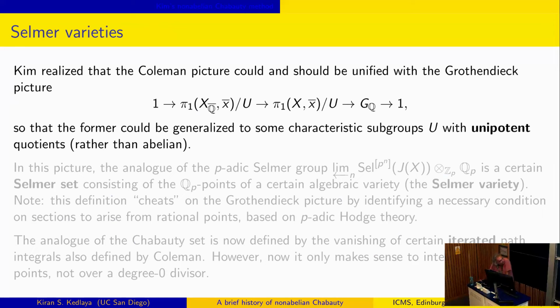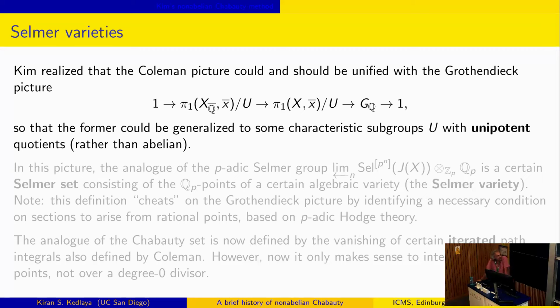So Minhyung kind of stumbled onto the idea, and as far as I can tell, he was the first person to really think this way, that this Coleman picture really ought to be unified with this Grothendieck picture. I mean, some versions of this are visible before Minhyung, but this idea really got legs when Minhyung started pushing it in the early 2000s, that you should think about the Coleman picture as the abelian quotient version of looking for sections in the section conjecture.